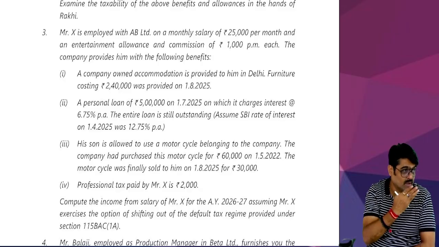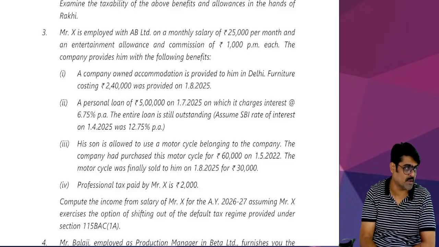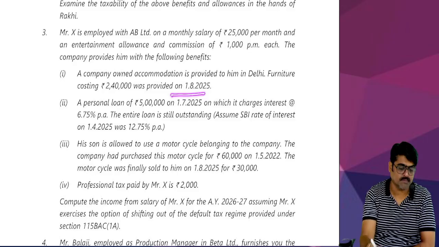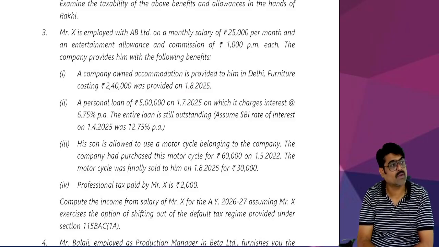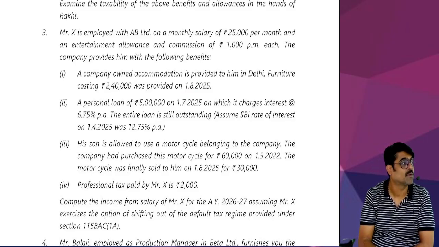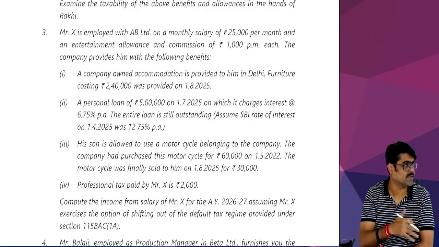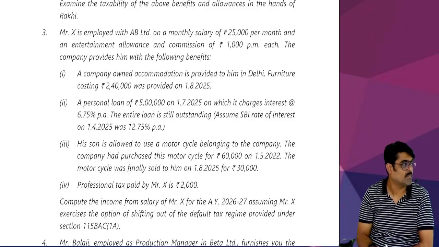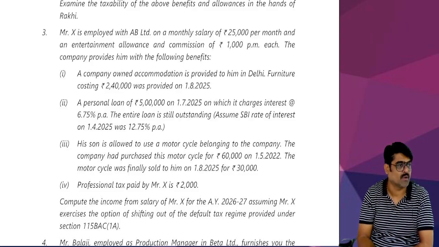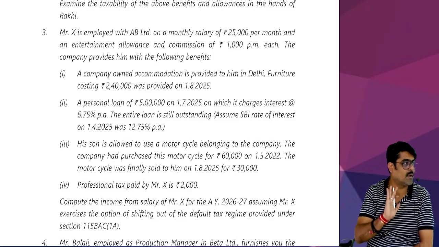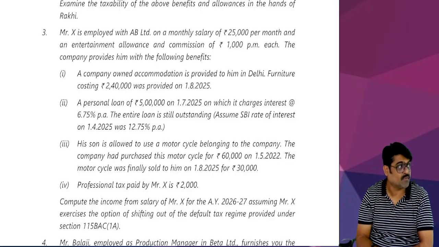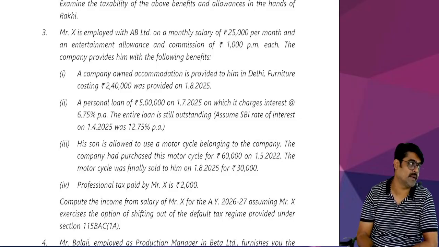It will be taxable only if you are using the furniture for the full year. The furniture was provided on August 1st. So for furniture, will you charge the full year's value, 24,000, or only the value for 8 months? April, May, June, July, the furniture was not given, but from August to March, 8 months the furniture was given, no? So for 8 months, how much will be the value? 24,000 into 8 divided by 12. It will be 16,000.